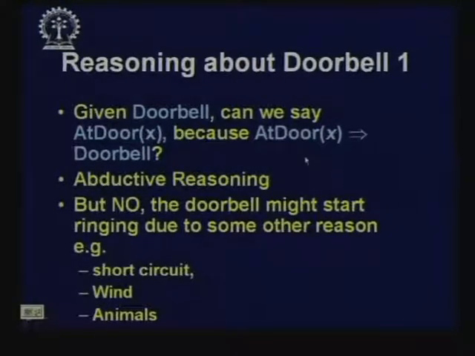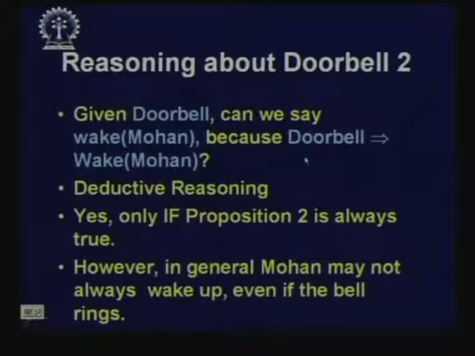How do you go about inferring these things? Again, coming to the second question, given doorbell, can we say that Mohan wakes up? Because we have already seen that a proposition is doorbell implies wake Mohan. Now, this is deductive reasoning, right. Now, we have got the doorbell. So, the P part of P implies Q is true, therefore, obviously, it will wake up Mohan. And deductive reasoning immediately tells you that.